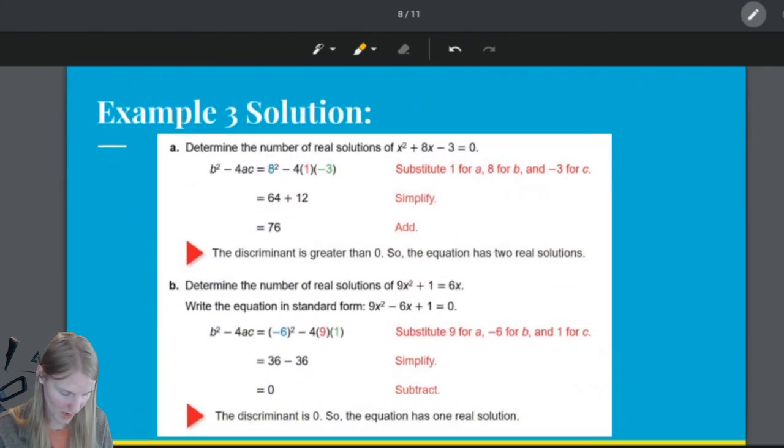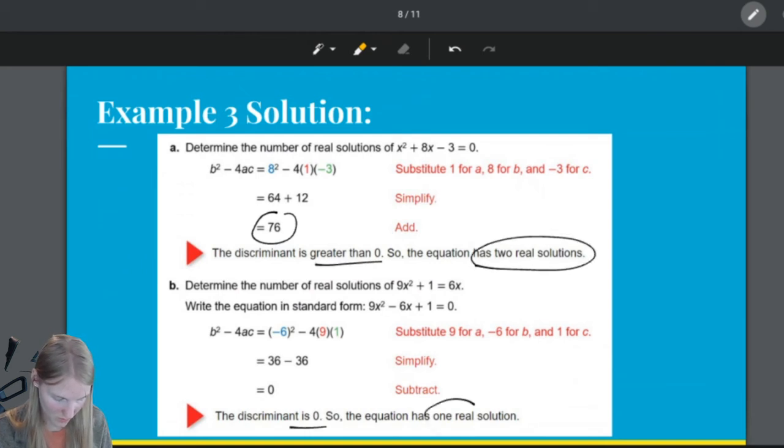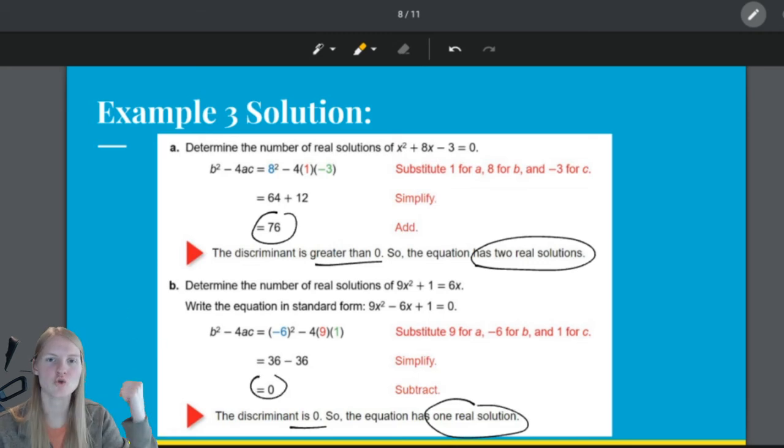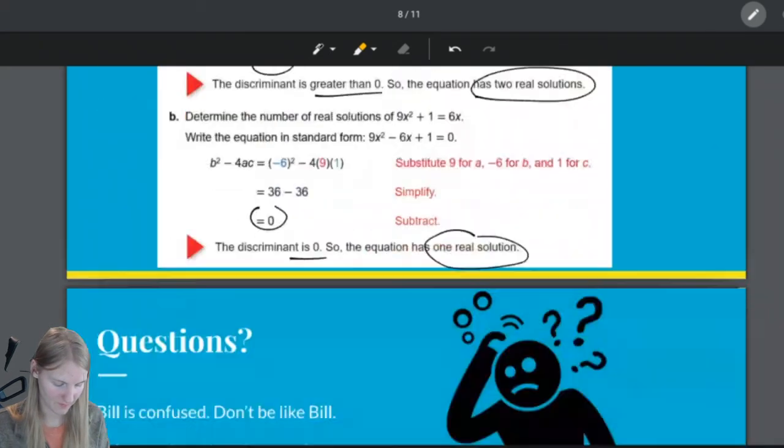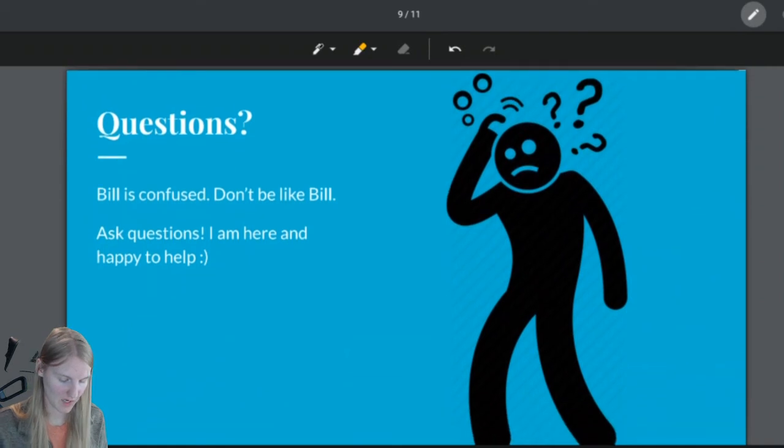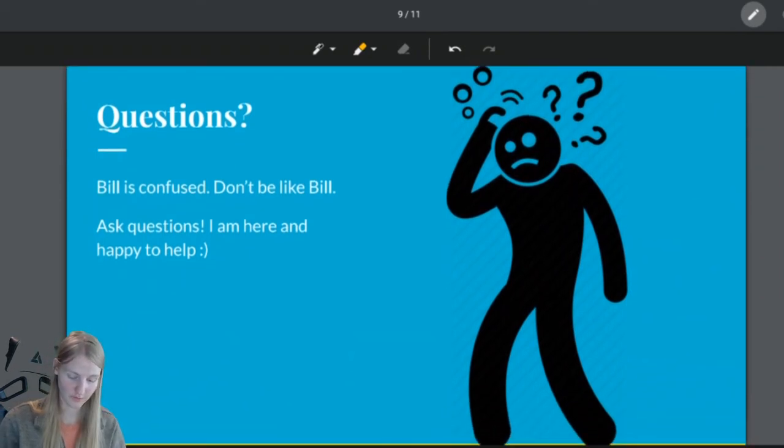Let's see if we were right. Aha, 76. Greater than 0, 2 real solutions. 0, 1 real solution. Boom! Yay. Okay. Alright.